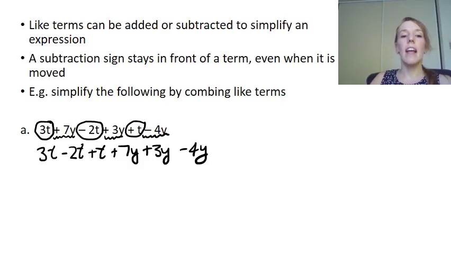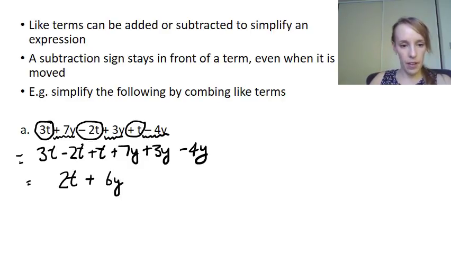You can see there that even though I moved some of those terms around, I kept the sign in front of them with the terms. From there I can solve. 3t take 2t is just t. t plus t will give me 2t, plus 7y plus 3y will give me 10y. Take 4y will give me 6y. And I can't go any further because 2t and 6y are not like terms. So that would be my answer there.